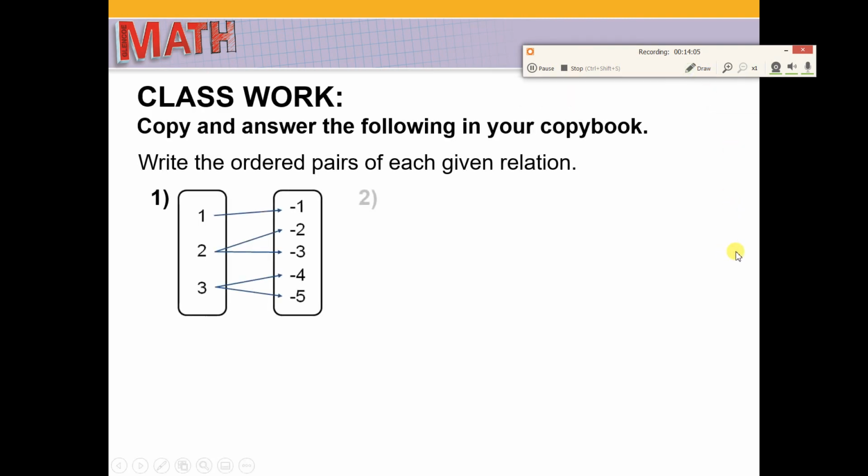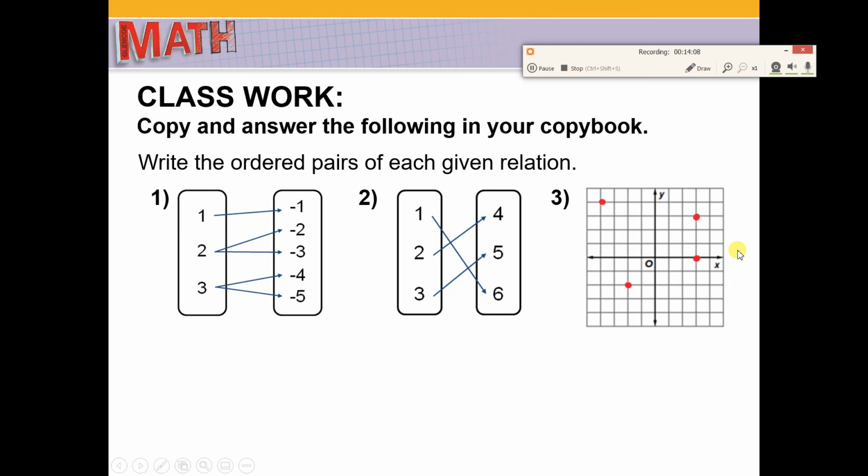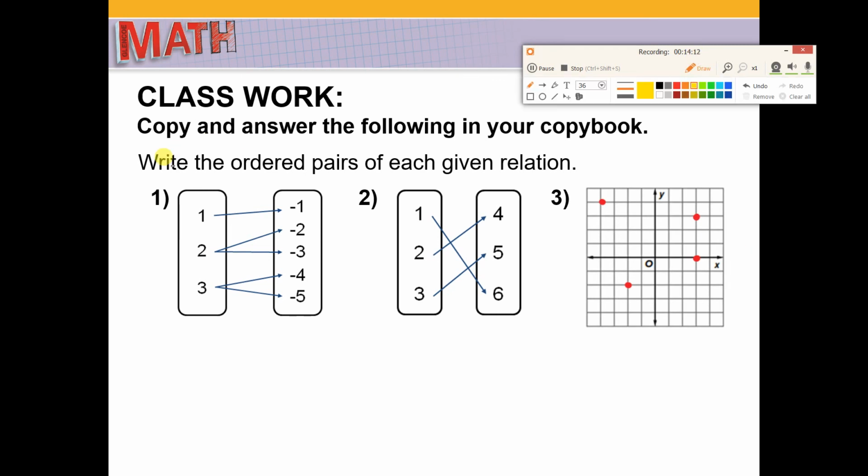Now I hope you have your copybooks with you, because for the next part of this video, you will be doing the classwork. So again, copy and answer the following in your copybook. Write the direction as well as the given, and write the ordered pairs for each mapping diagram and graph.